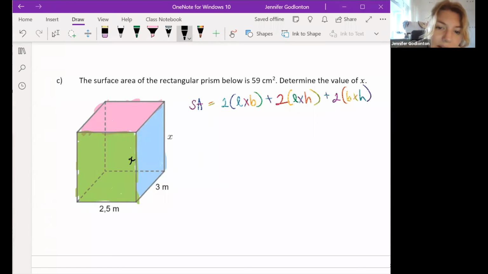Help you guys out a little bit over here. Think about what your pink would be, think about what your green would be, think about what your blue would be. And then we go from there.